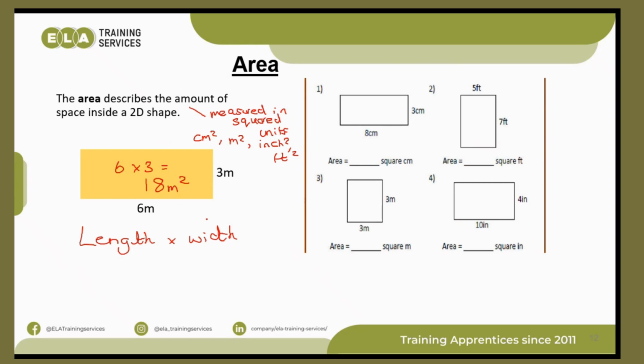So what I would like you to do for me now, I would like you to calculate the area of the 4 shapes. So remember, it's the length times the width. Have a go at those now.